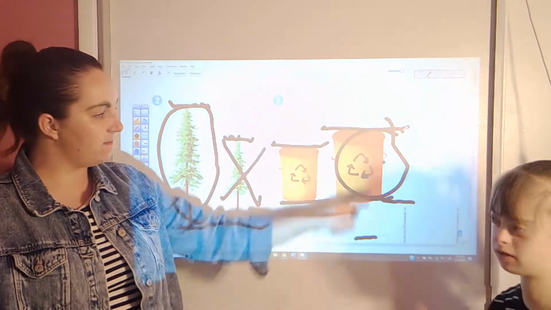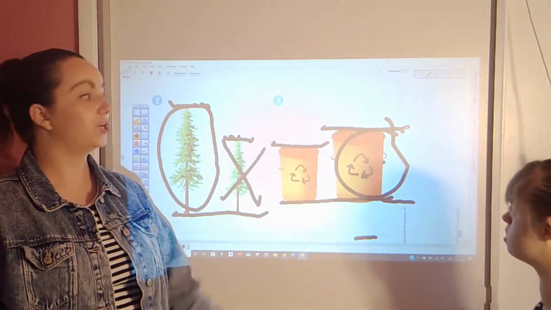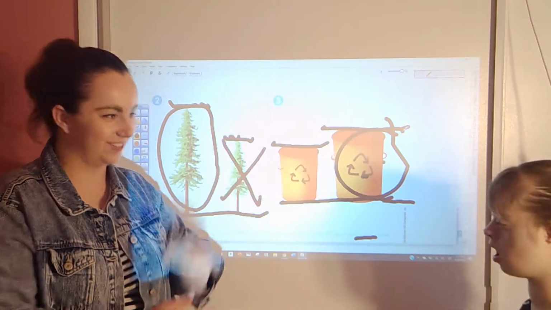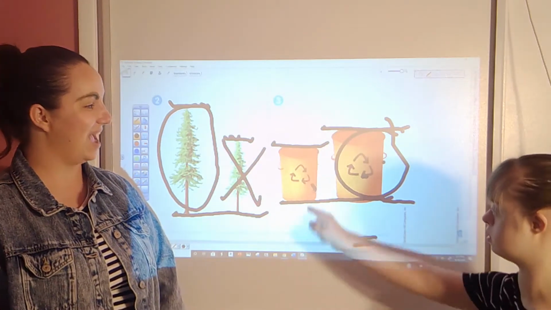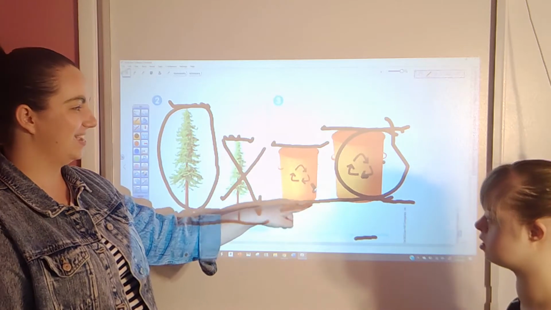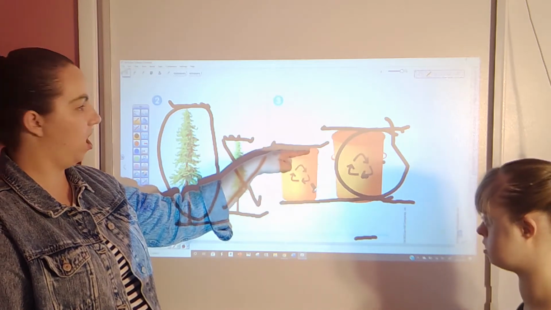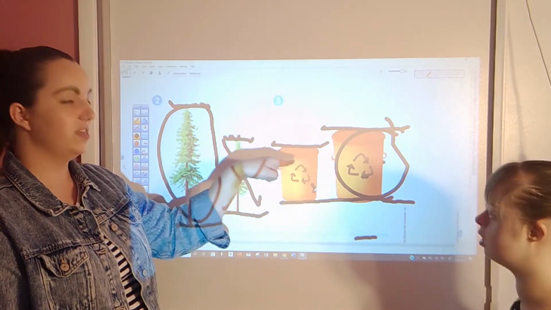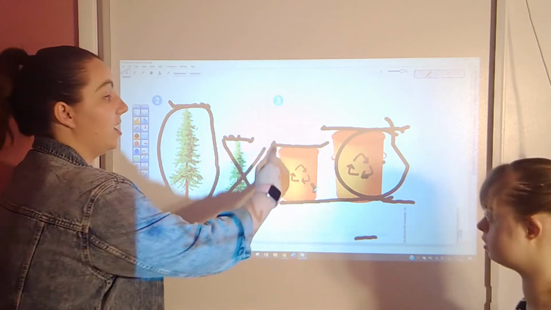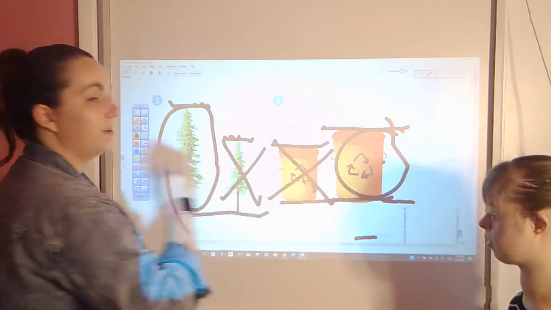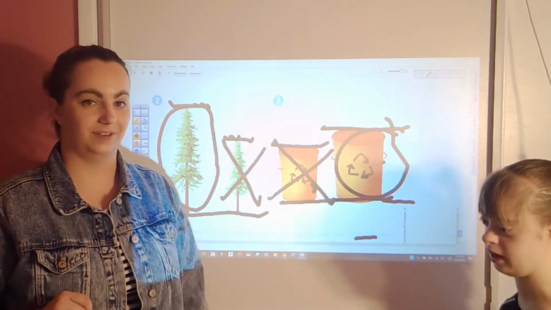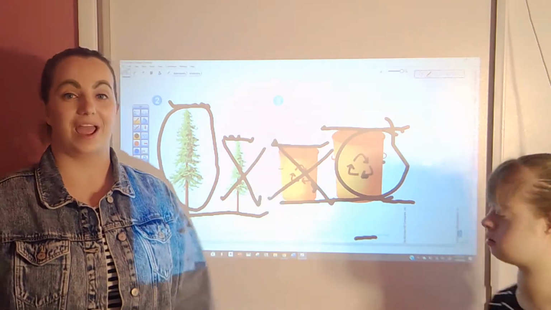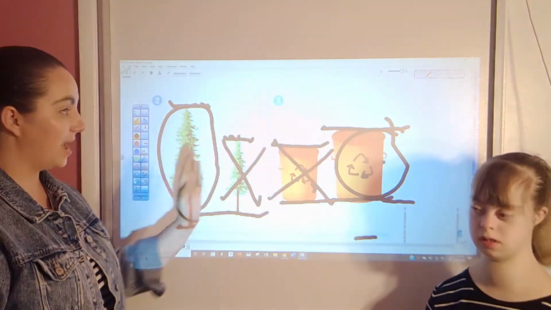Good. If that bucket's taller, which bucket's shorter? Yes, that bucket's shorter. It's only this tall. Not as tall as that bucket. This bucket is shorter. So we're going to go ahead and put an X through the bucket. It's shorter. Nice job. We had some practice comparing heights.